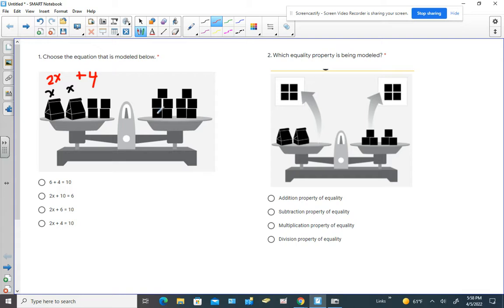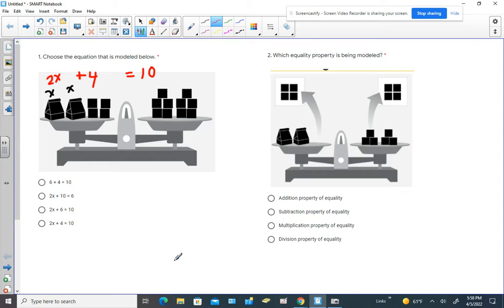Now over here we need to count how many are there, how many of these little cubes are here. So if we count them, we have 1, 2, 3, 4, 5, 6, 7, 8, 9, 10. Choose the equation that matches that.